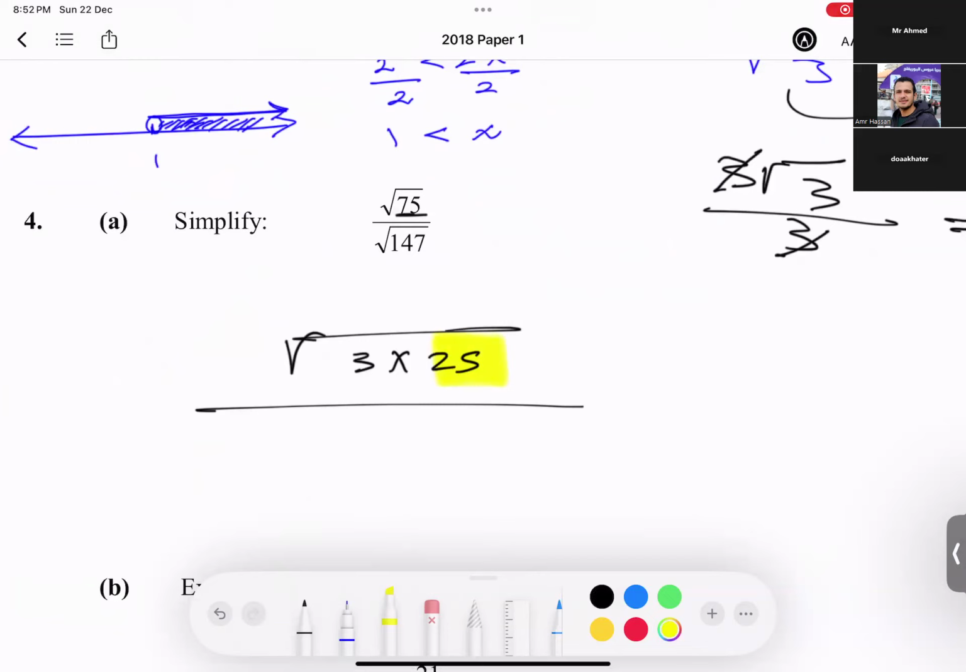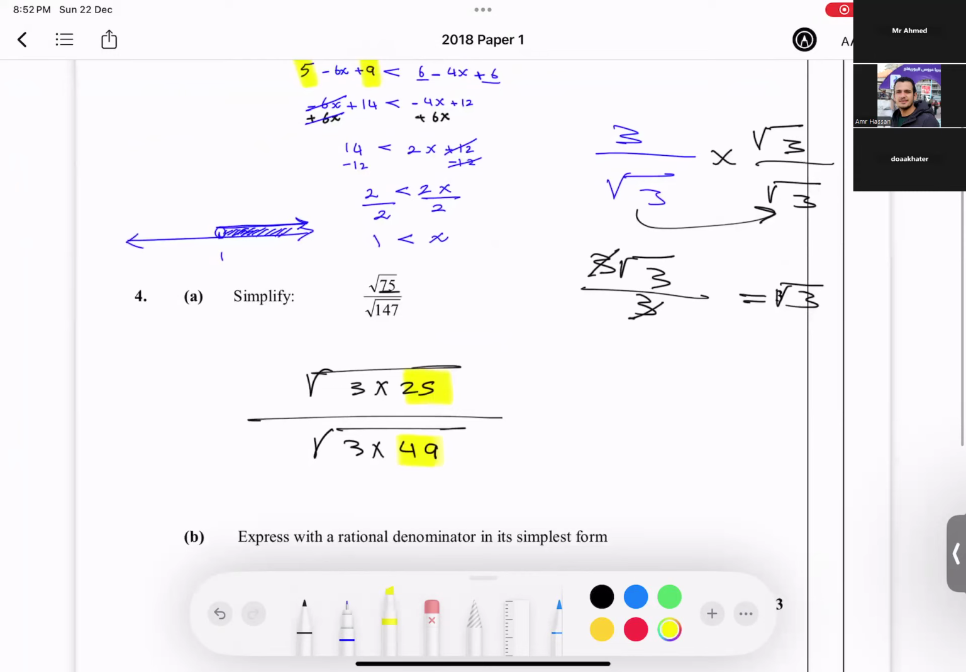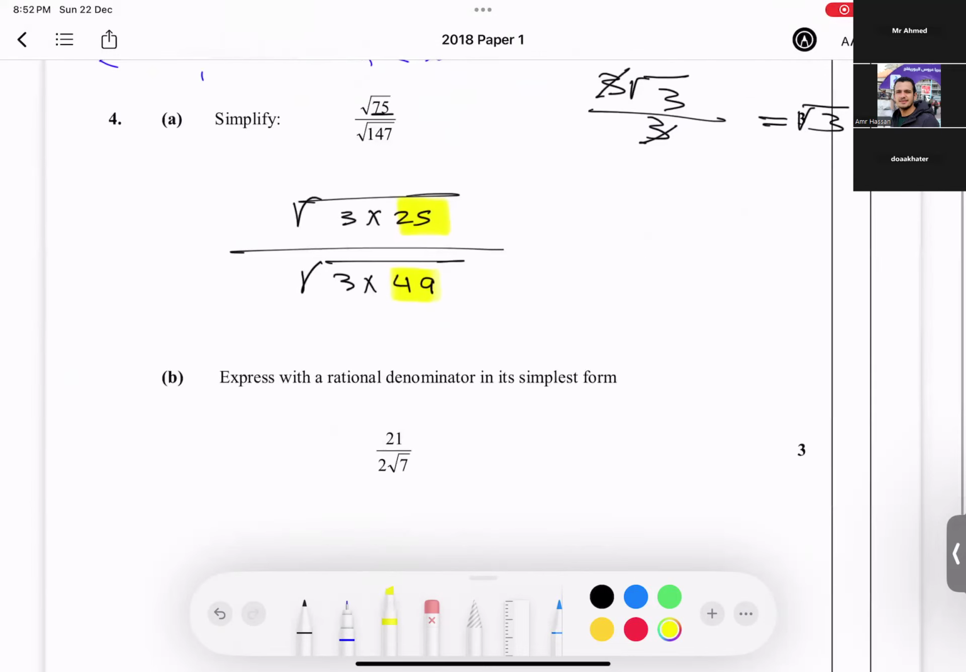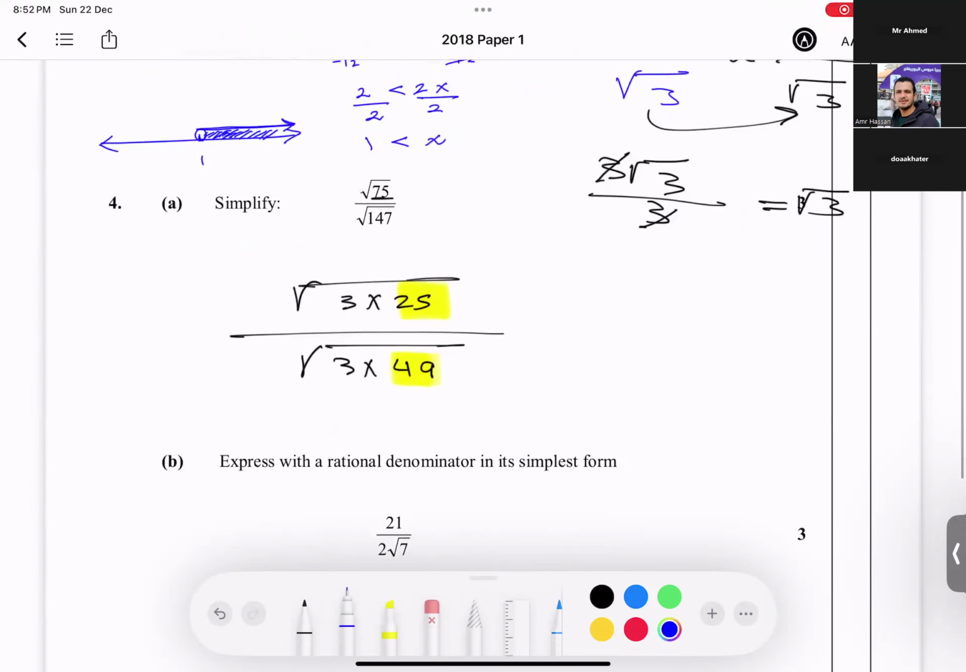The other one sounds like 147, which makes sense. Oh, wait, hold on. This one sounds like 3 times 49, right? Yeah. Both of these numbers are perfect squares, right? Yeah. So how can I do it? So 25, it's going to be root 25 is 5, and root 3, right? Yeah.